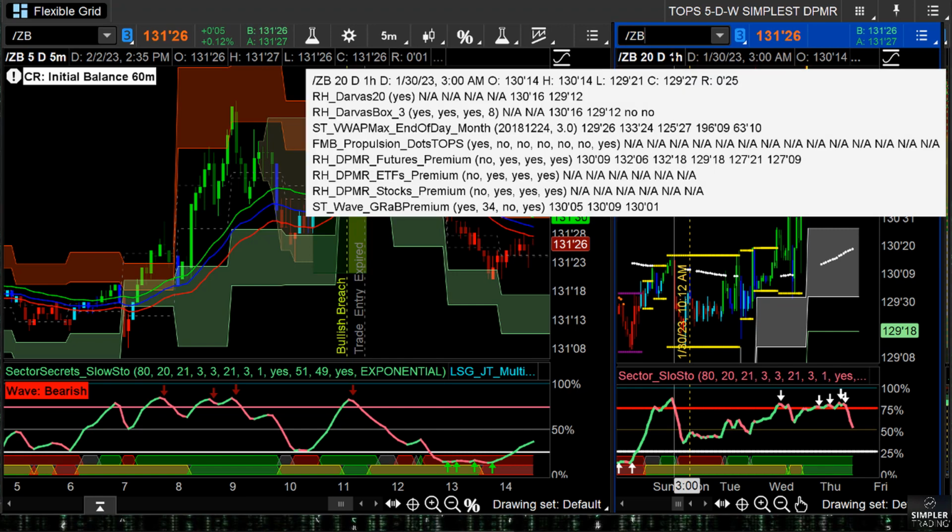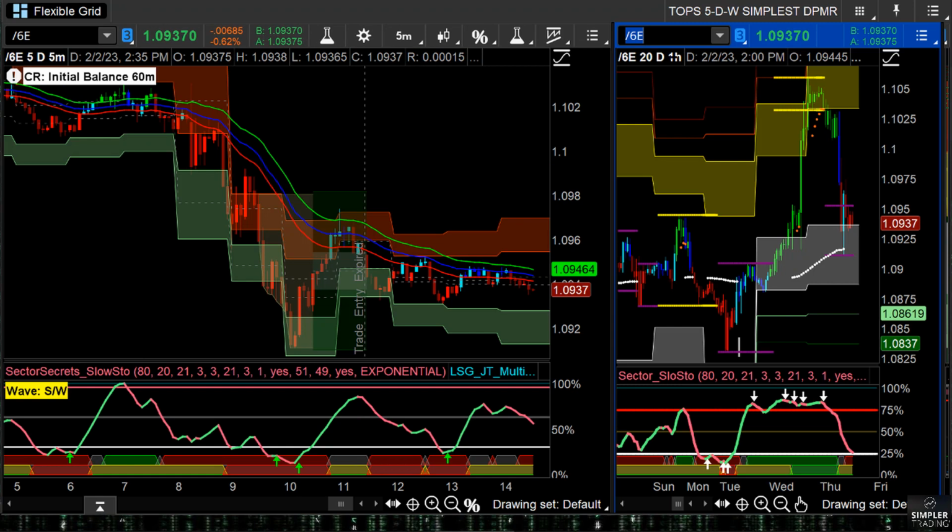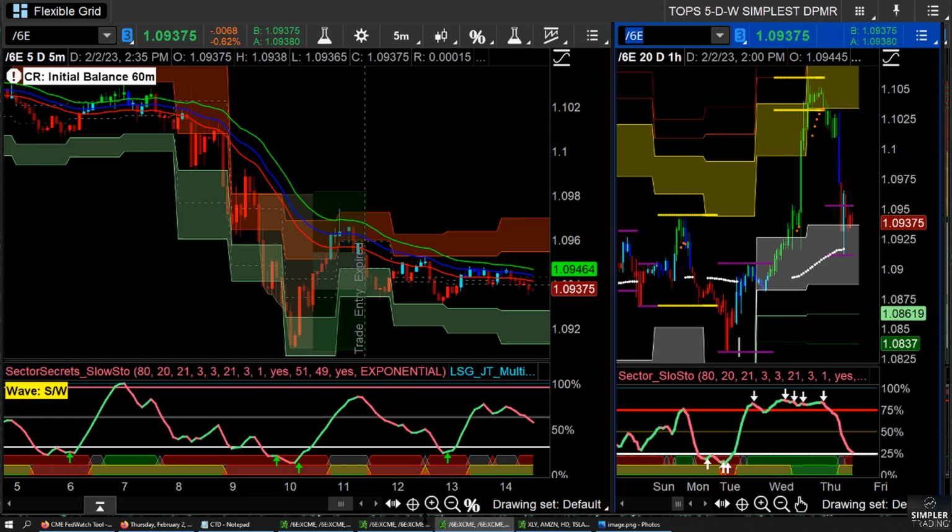So ZB was another market we bought. And why do we want to buy that? Interestingly, I like to see notes and bonds move higher with the indices. Now, there is one strange trade, and that's the 6E.